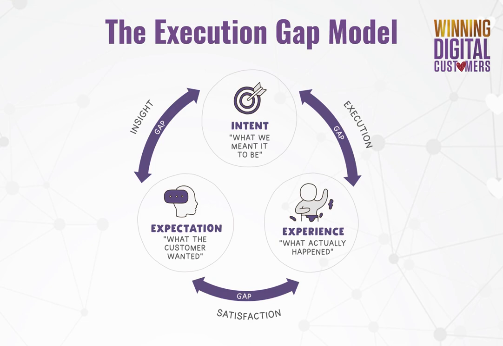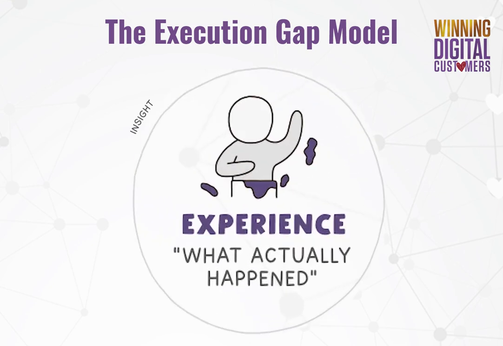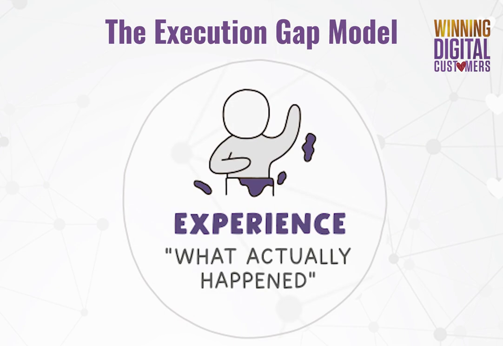So if you're using this model, it's probably because you didn't quite get your intent in some way or another. Because if you got your intent, then there's no gap, right? And if you did, congratulations, that's fantastic. But as I said before, usually there is some level of gap. So let's talk about the other parts of the diagram. If you look in the lower right, you see it says experience. What actually happened? Now, it's very important that we know this.